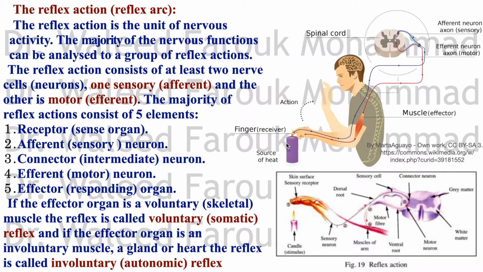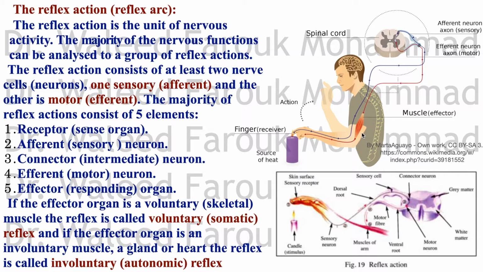فايه الكومبوننتس of the reflex؟ receptor اللي هو sense organ، afferent اللي هو sensory neuron، connector intermediate neuron، efferent اللي هو motor neuron، وeffector responding organ. تمام؟ خدوا بالكم من الكومبوننتس دي: receptor، afferent، connector interneuron، efferent اللي هو الموتور، وeffector organ اللي هو المسل أو الجلاند.